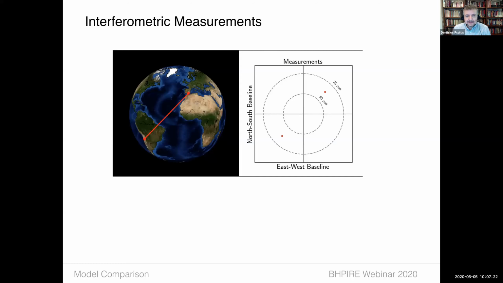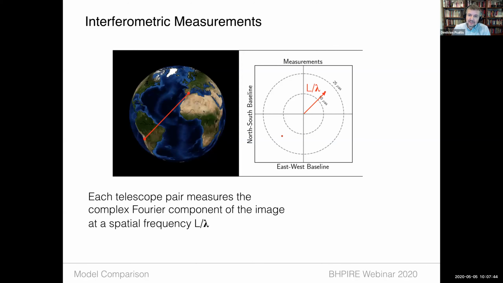So fundamentally, an interferometer is a collection of telescopes, a collection of arrays. And if you had just 2 of them, say one in Chile here and one in Spain, what you would do is take the voltage out of those 2 telescopes, correlate them, and measure the complex correlation between those 2 voltages.